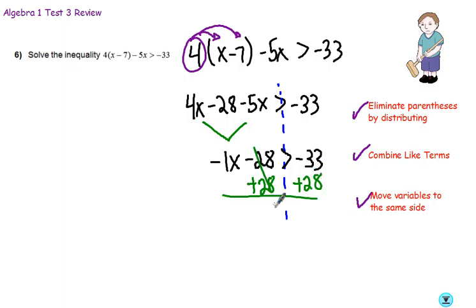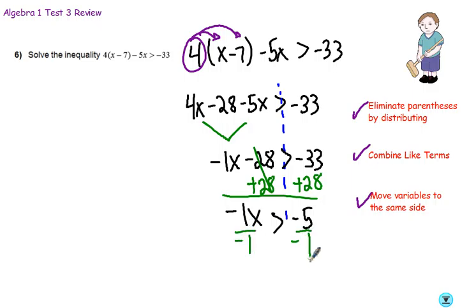Different signs, subtract. Keep the sign of the bigger. So different signs, subtract. 33 minus 28 would give me 5. Keep the sign of the bigger, so negative 5. And then I have to divide both sides by a negative 1.